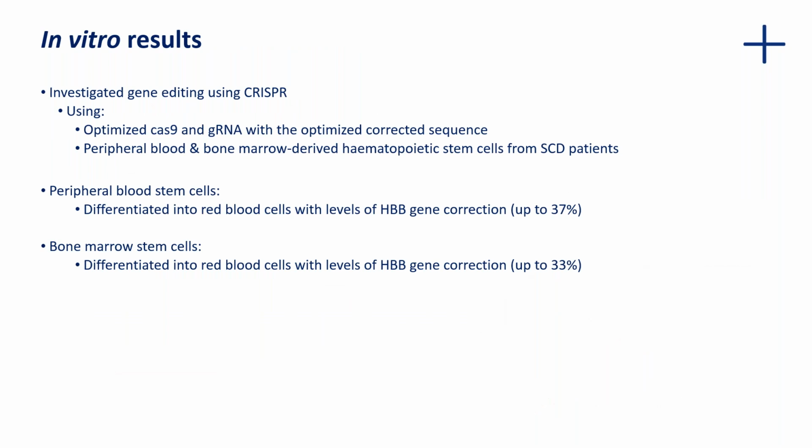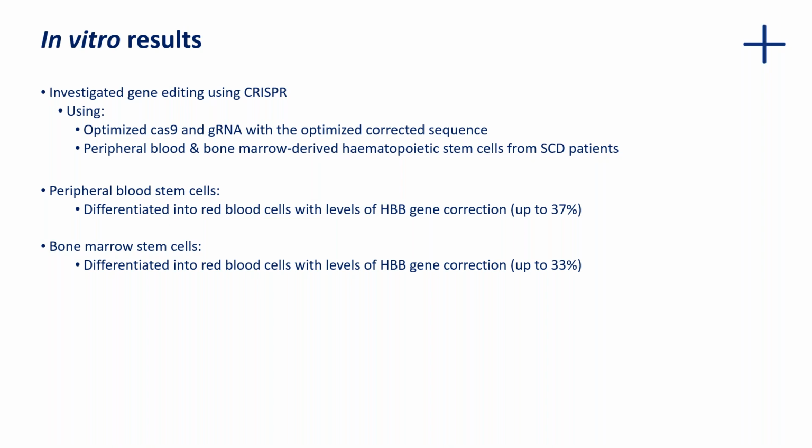So they first investigated then the gene editing success of the CRISPR approach in vitro. And what they did here is they used the optimized Cas9 and then the optimized guide RNA, which had the optimized corrected sequence. And they used peripheral blood and bone marrow-derived haematopoietic stem cells from sickle cell disease patients. And after 21 days of differentiation of the gene-edited sickle cell stem cells, they could then calculate the percentage beta hemoglobin in these cells.